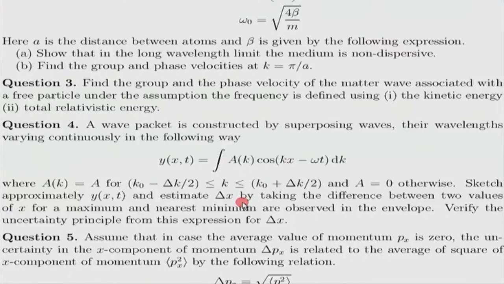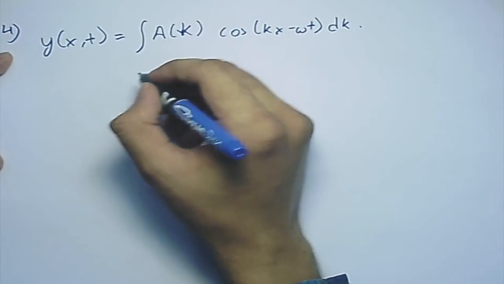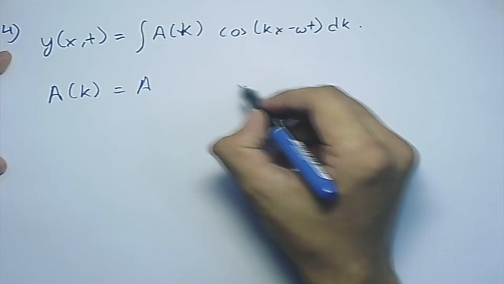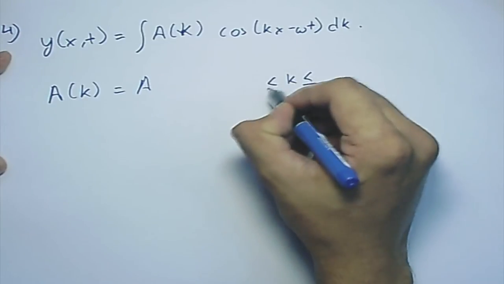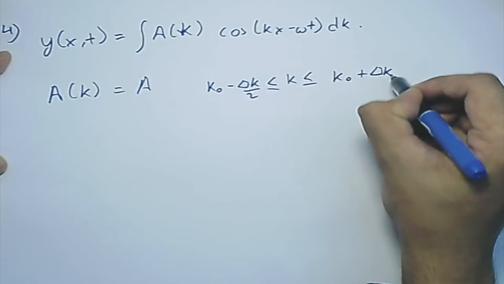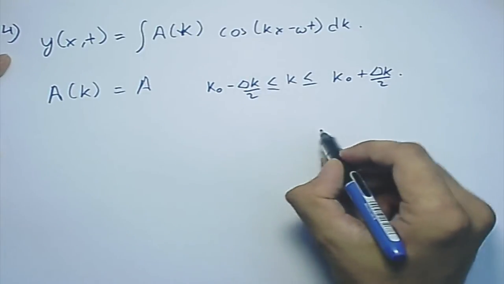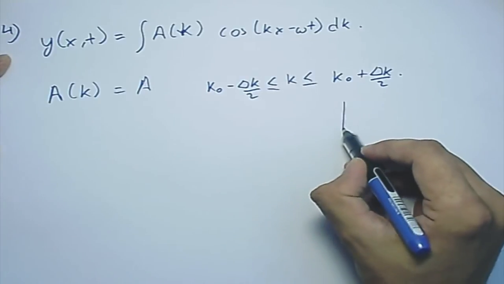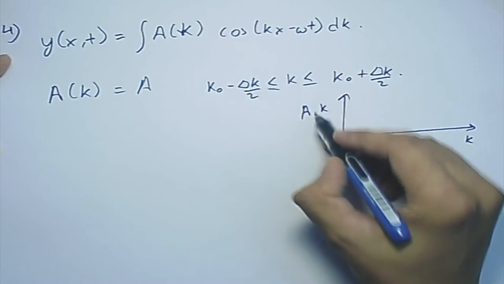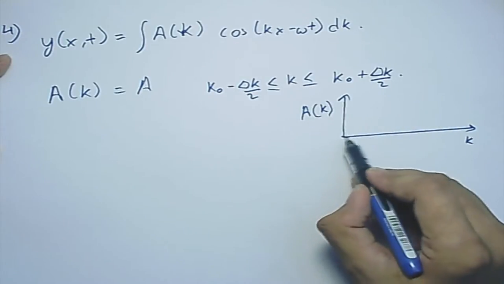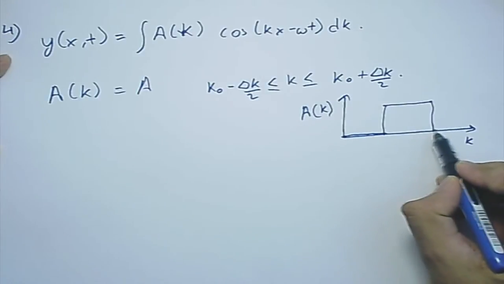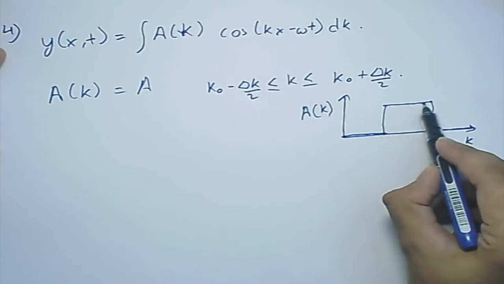Okay, so we can continue with the problem now. We are given A of k is a constant A in the range of k between k naught minus delta k over 2 to k naught plus delta k over 2, and 0 otherwise. So I'll just make a plot to keep this in mind. If this is k versus A of k, it would be 0 all throughout, and then there'll be a box type relation, and then 0 again. So this is a constant over here.